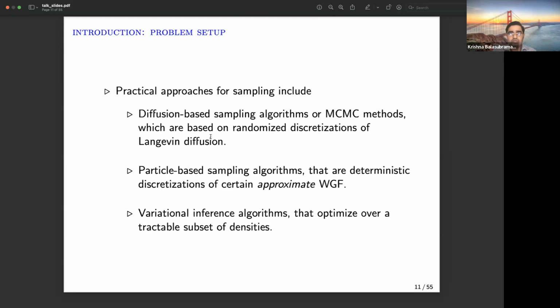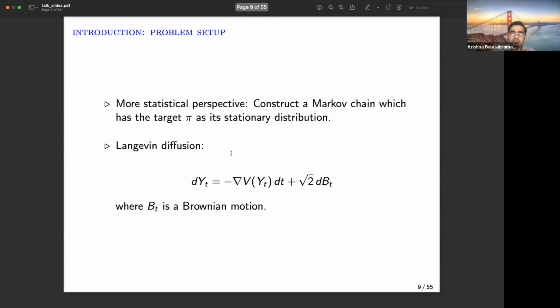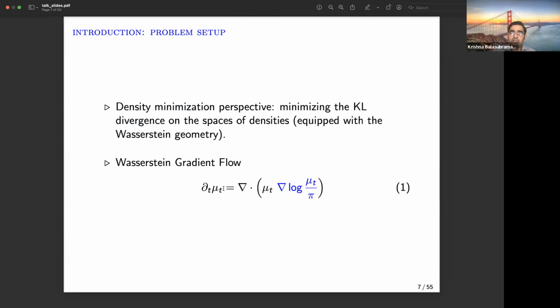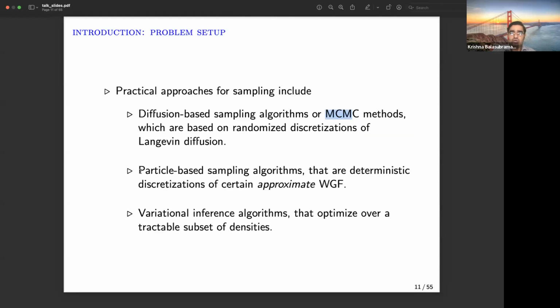So you have multiple ways of constructing sampling algorithms. The first way is you take the Langevin diffusion that I introduced and discretize it. That gives rise to Markov chain Monte Carlo algorithms, which are classically studied in statistics, right? You can also take the Wasserstein gradient flow and discretize it directly on the density space. That gives rise to what are called particle-based sampling algorithms. And there is a third class of algorithms called variational inference algorithms. Here, instead of optimizing over the set of all densities, you optimize over a specific subset of densities, which are more tractable in practice.